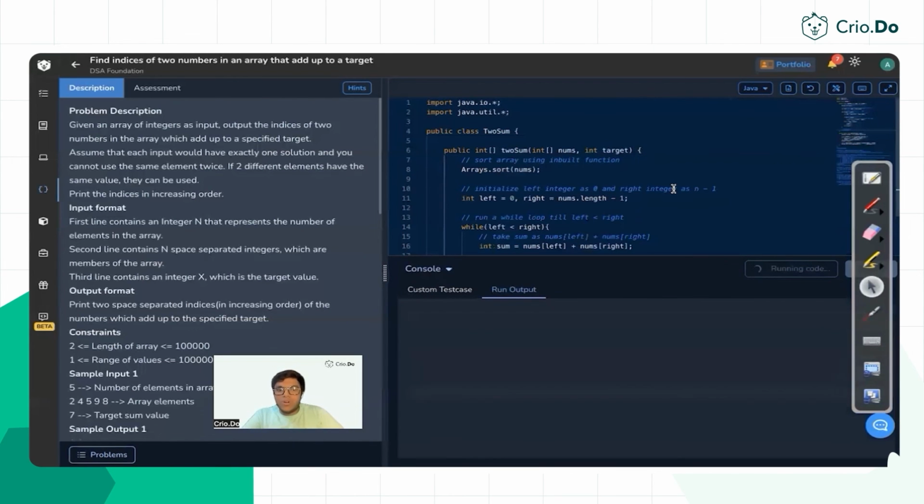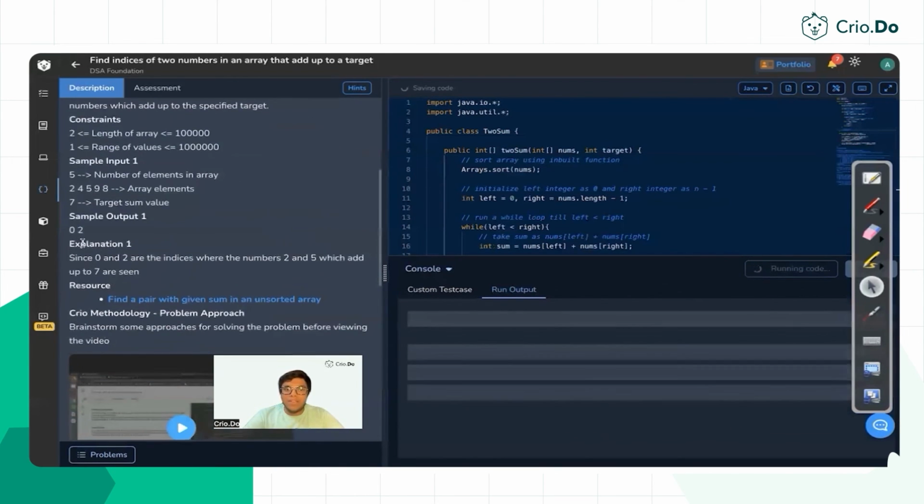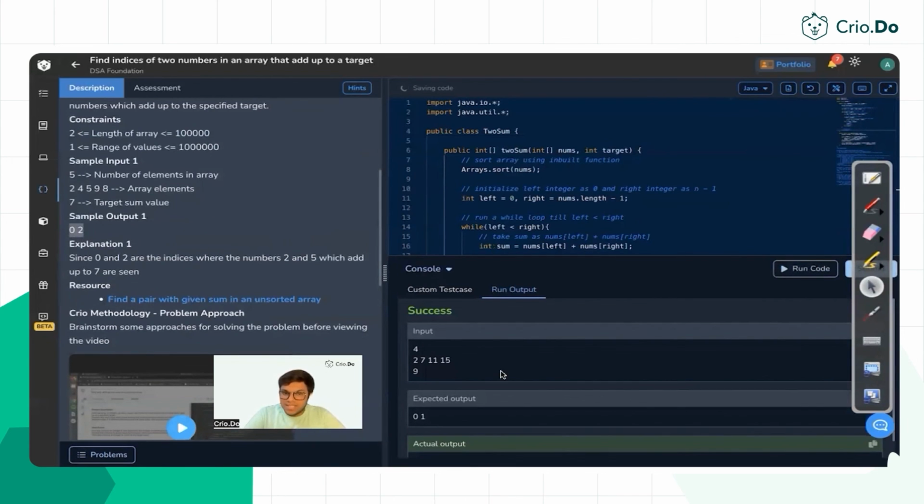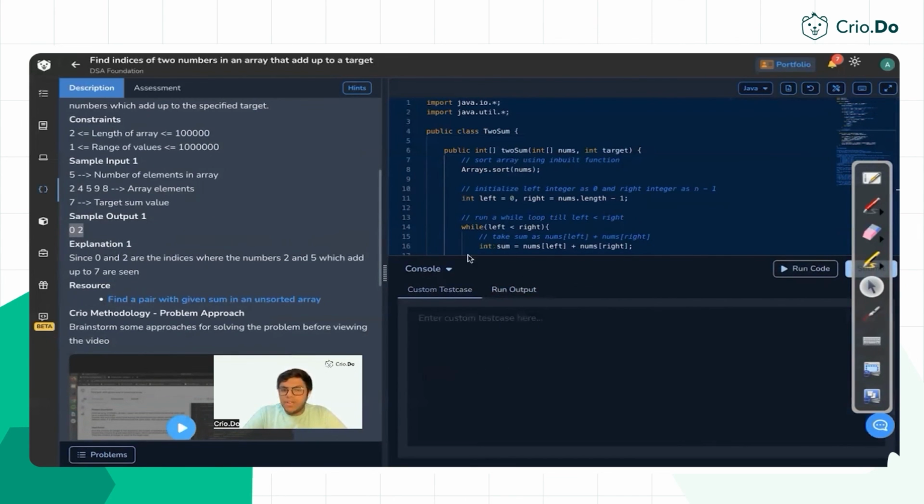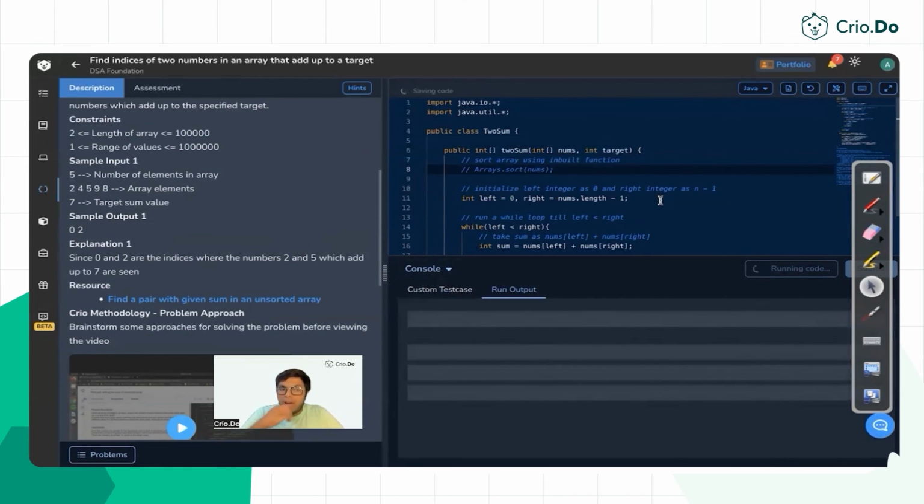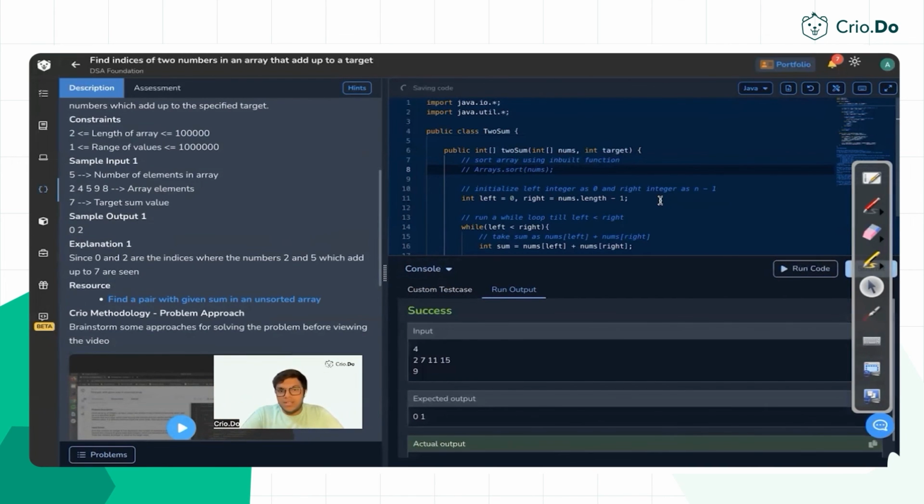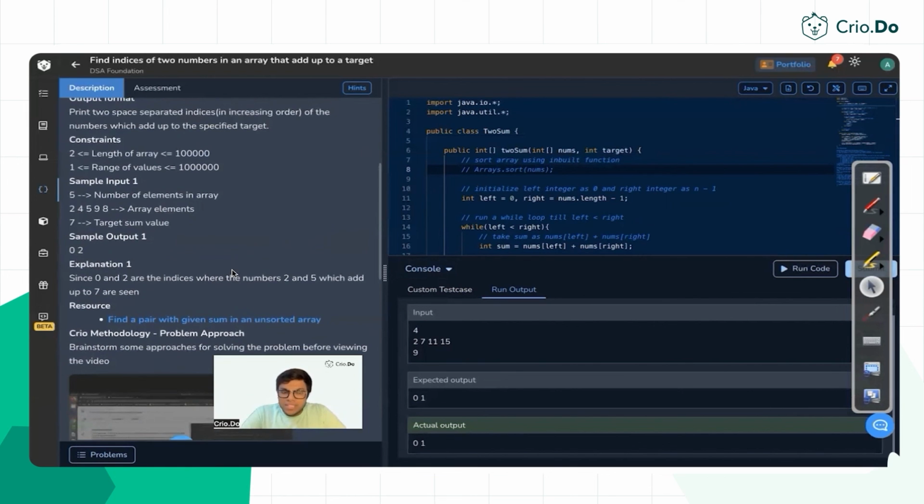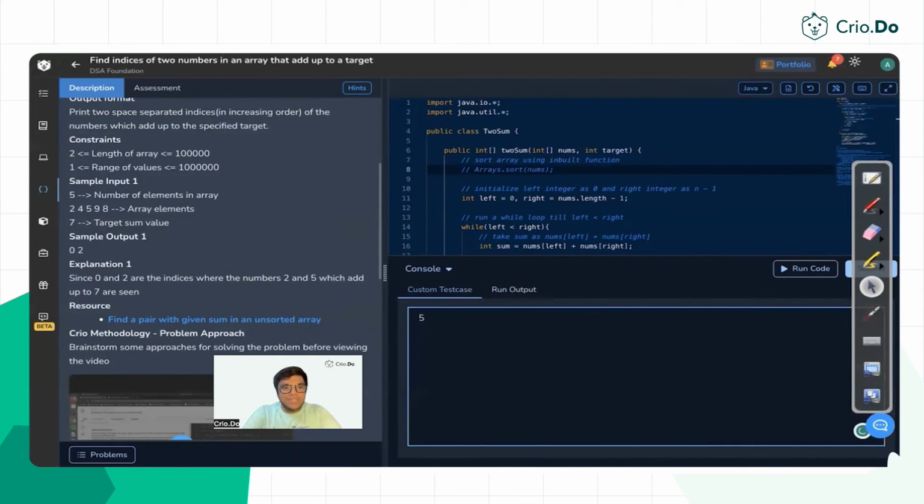So let's see if the code is giving the same output as the sample input's corresponding output or not. Yes. What will happen if I have not sorted the array? Let's see what the output is. Is the output the same as what we require, if I have by mistake missed the sorting part? For the sample input, actually, it is giving me the correct output. But let's try one more test case, which is 5, 2, 4, 5, 9, 8, and let's take the target as 7.